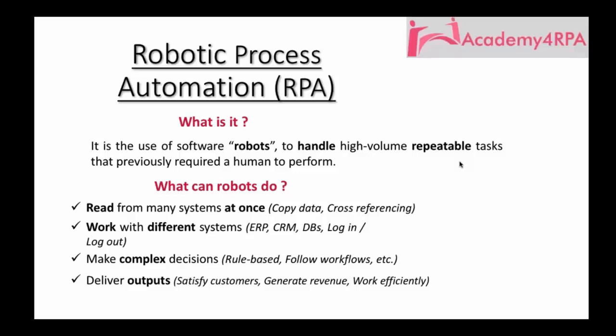Deliver outputs. For any organization, the ultimate goal is to deliver output with high efficiency and accuracy, which can satisfy the customers and generate revenue. So ultimately, it comes down to whether the robot can work efficiently and accurately. So that was the basic overview of RPA and what robots can do. Now let's move to the next slide.